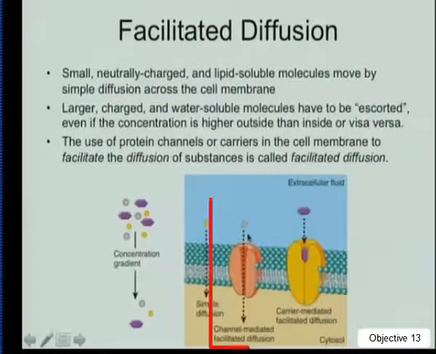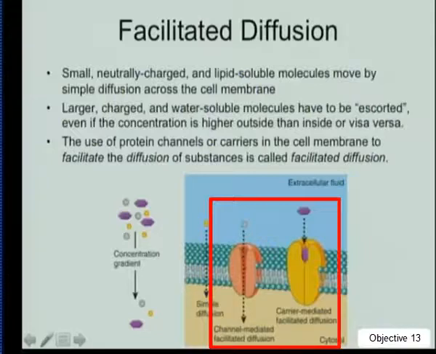If they don't fit those criteria of movement, then we have to have some sort of helper. And so with a channel, for example, we have channel-mediated facilitated diffusion. Okay? But now we're moving something that normally couldn't move on its own. Now we also have some carrier proteins, and we're going to get into more detail on how those carriers work. But glucose is a great example. In other words, insulin is our signaling molecule. Its job is to increase the number of glucose carriers, therefore facilitating the diffusion of glucose into the cell.